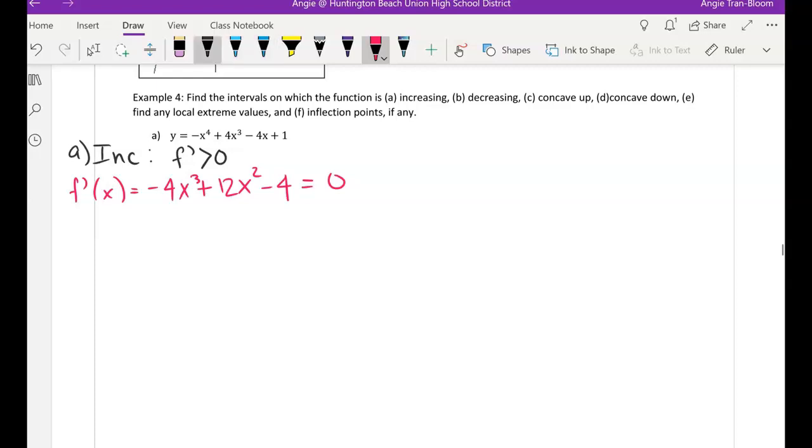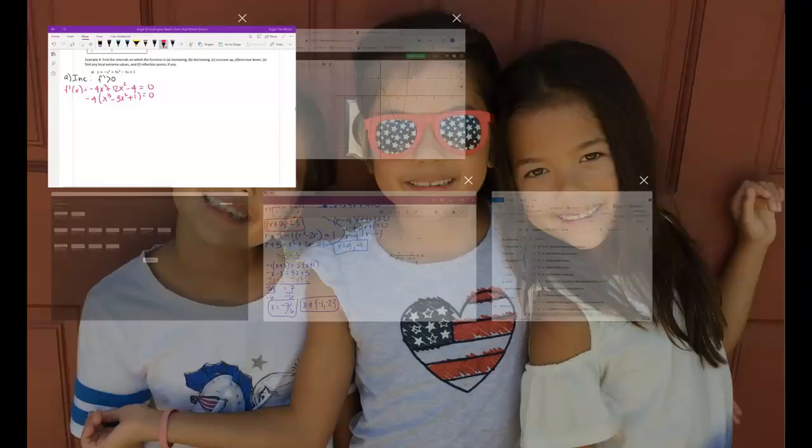First things first, I would now factor out a -4. So I'm going to end up with positive 3x to the third minus 3x squared plus 1 equal to 0. Whoops, can't factor, so I would need to use decimals to find my zeros.